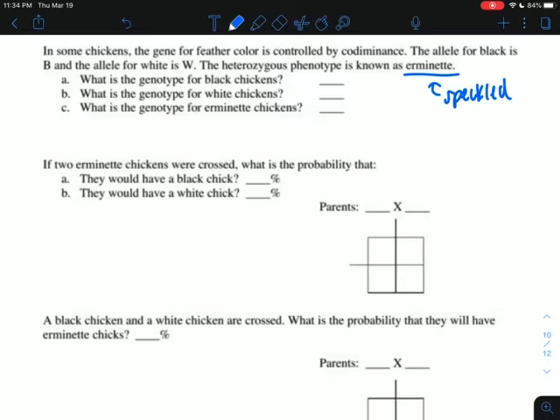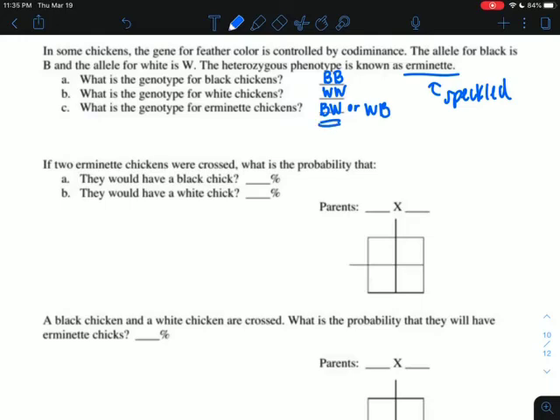Either word works. Okay, so it asks you, what's the genotype for a black chicken? Well, since we are doing codominance, in order to be a black chicken, it would have to have both letters be B. For a white chicken, opposite end, it'd have to be WW, right? And then for that ermatitti or speckled chicken, it would have to be BW. Or again, if you wanted to write it, or WB. Okay, but I'm going to keep going with BW here.